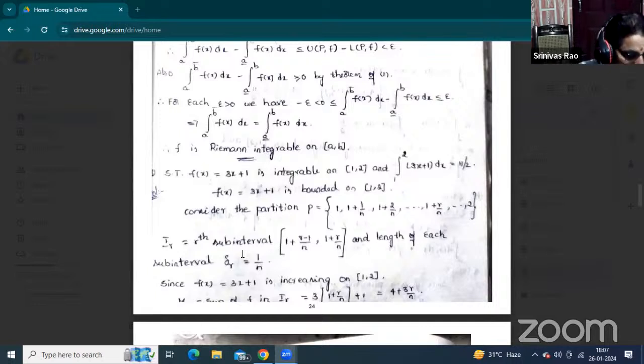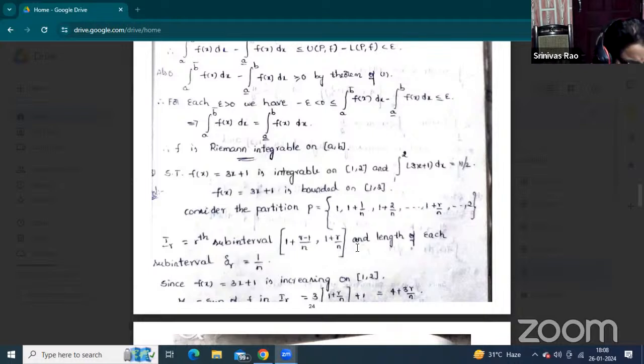Now, the rth subinterval is denoted by every subinterval in between A and B, that is x_{r-1} and x_r. That is the rth subinterval. So the x_{r-1} value is (r-1)/n, and the x_r value is r/n. Now both values are added to the lower value. So the rth subinterval in between 1 and 2 is 1 plus (r-1)/n and 1 plus r/n.